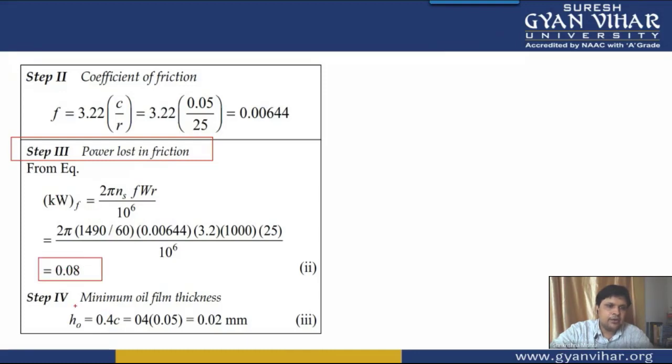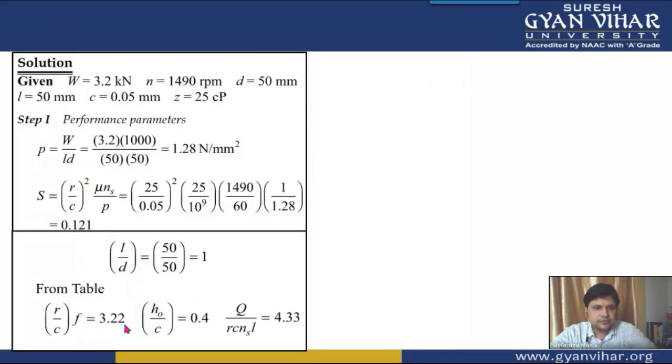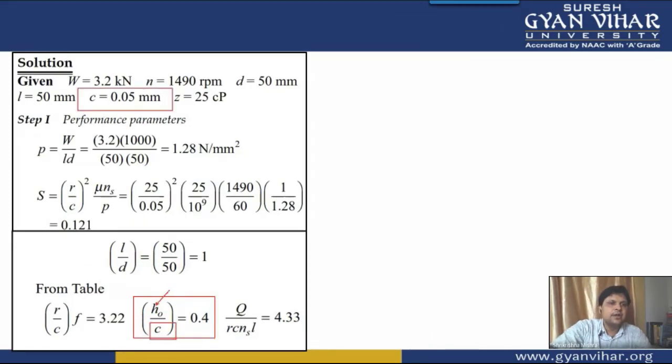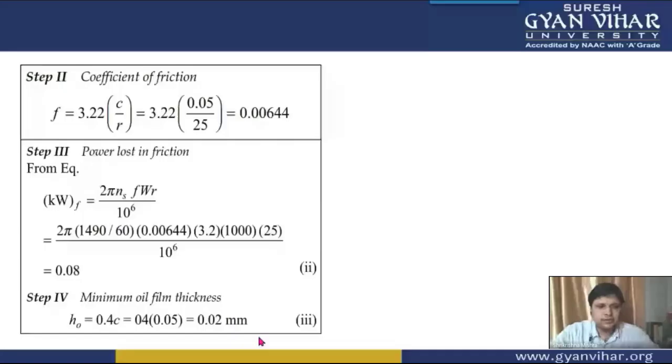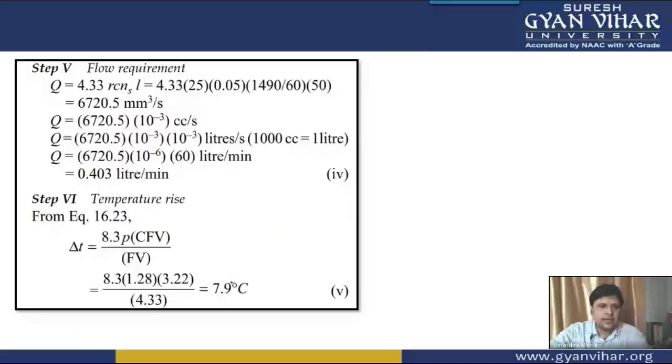Finally, at last, minimum oil film thickness. How we will calculate minimum oil film thickness? Minimum oil film thickness we have already seen from the table. This is h naught by C, where h naught is your minimum oil film thickness. C is given to you in the question, 0.05. All right, so putting this value we will get minimum oil film thickness is equal to 0.02 mm. It is equal to 0.02 mm.